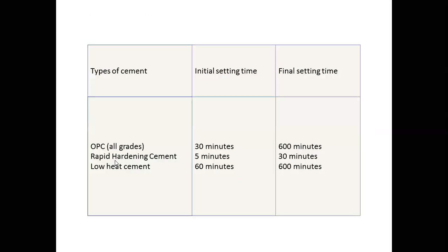Then these are the timings. We can see that for OPC, ordinary Portland cement, the initial setting time is 30 minutes and the final setting time is 600 minutes or 10 hours. Rapid hardening cement means we get early strength; the initial setting time is 5 minutes and the final setting time is 30 minutes. For low heat cement, the initial setting time is 60 minutes and the final setting time is 600 minutes. These are the important values for OPC, rapid hardening cement and low heat cement.